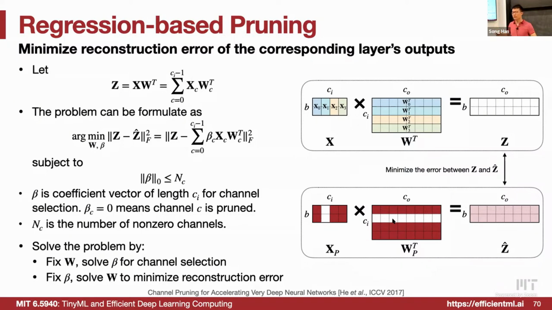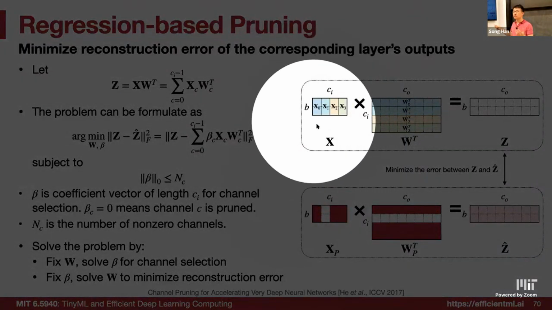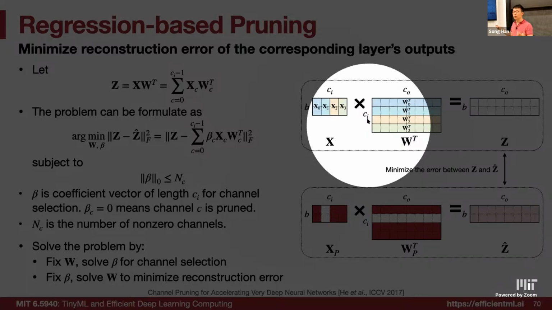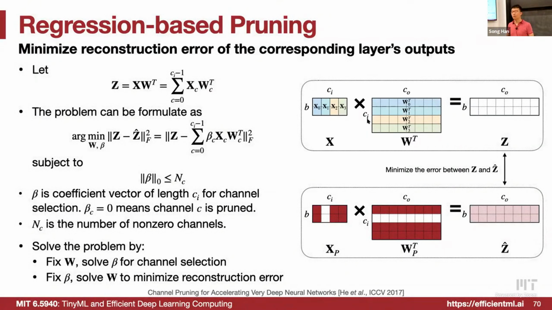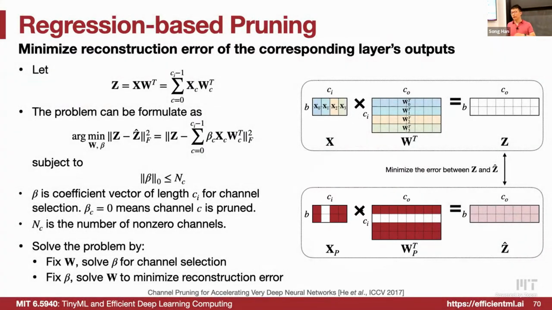We'll first fix W to find, among these 4 betas, these 4 outer products, which outer product, if we remove it, will have the minimum impact on the output. After selecting that beta, for example, after selecting the second channel to be pruned, we can solve W to minimize the reconstruction error, and we can do this process iteratively. This could be quite helpful for pruning large language models, where it's super expensive to backpropagate all the way to the end and back to the very beginning.